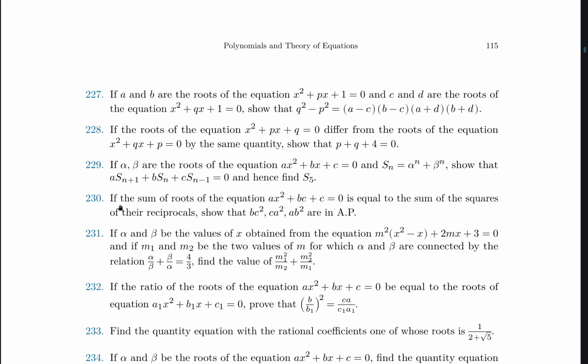Question 230 says that if the sum of the roots of the equation ax square plus bx plus c is equal to 0 (there is another typing mistake) is equal to the sum of the squares of the reciprocals. Okay, what it means is if alpha, beta are the roots, then the sum of roots, that is alpha plus beta, is equal to the sum of squares of the reciprocals. That is, alpha plus beta is equal to 1 by alpha square plus 1 by beta square. We have to show that bc square, ca square, ab square are in AP.